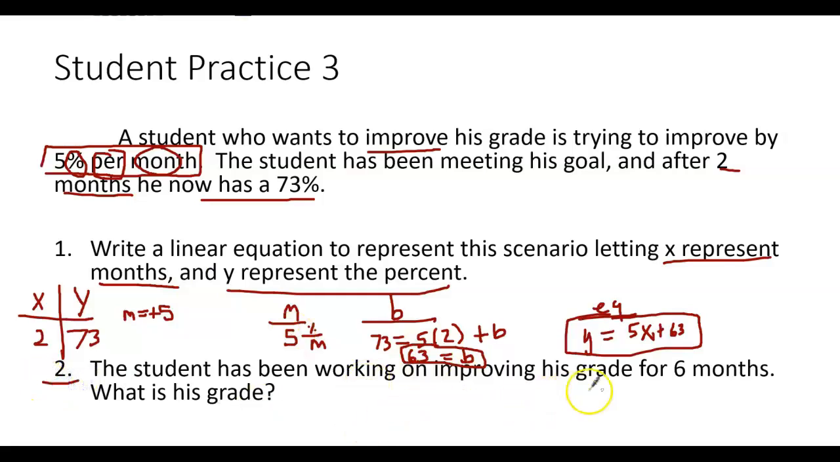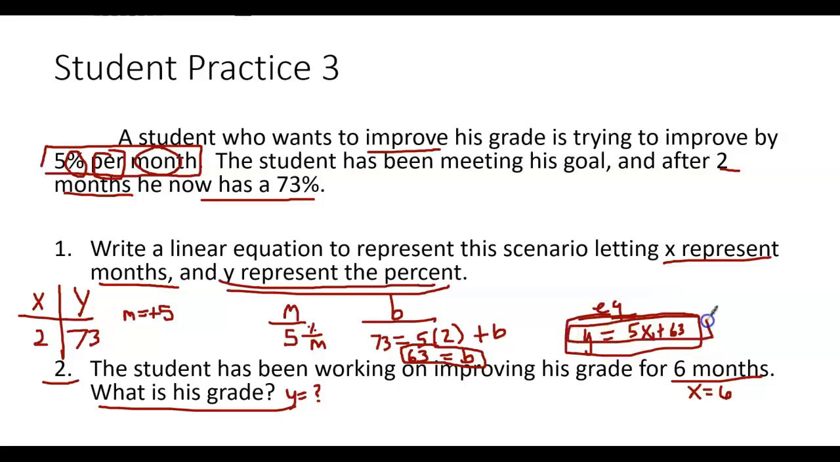All right, number 2. The student's been working on improving his grade for 6 months. What is his grade? So my first question to you is this: 6 months, is that an x value or a y value? Well, x represents months, so this is an x value. So x equals 6. They want to know what's his grade. Is that an x value or y value? Well, y is the percentage, right? So that's his grade. So that's a y value. So they're asking, what is y? So if x is 6, what is y?